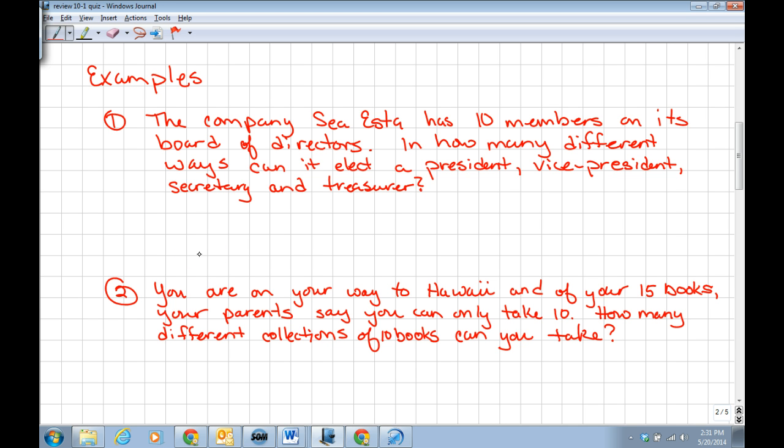Let's look at these 2 examples. The company Siesta has 10 members on its board of directors. In how many different ways can it elect a president, a vice president, secretary, and treasurer? First of all, yes, permutations. Okay? So this is going to be 10p, actually not 3, but how many are we picking? 4. It would just be 10 times 9 times 8 times 7. 4 slots. Right, so it'll be 10 times 9 times 8 times 7. Exactly. And then you just multiply it, and that's the answer.